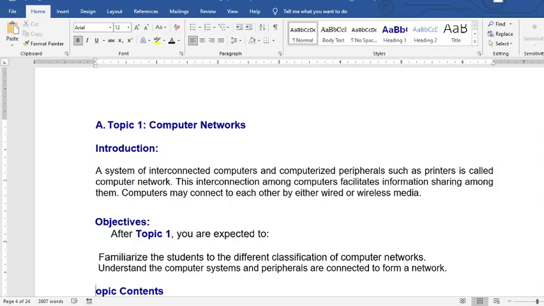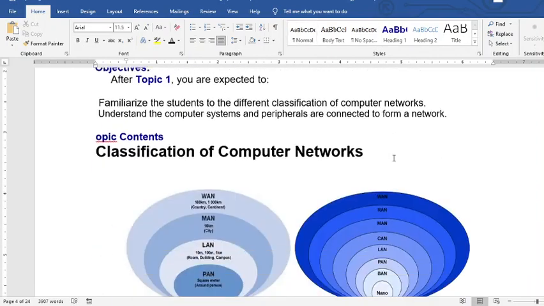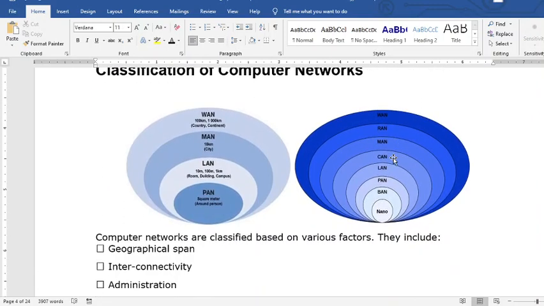As the objectives, we are expected to familiarize the different classifications of computer networks, and understand how computer systems and peripherals are connected to form a network. As for the topics, the classification of computer networks.